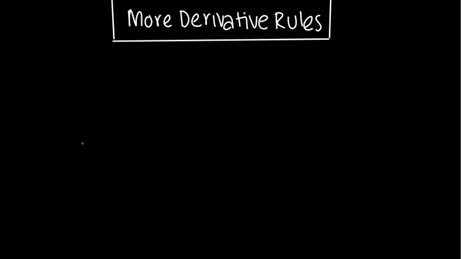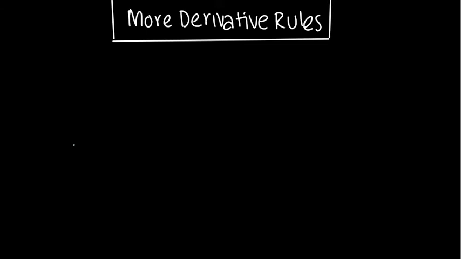More different derivative rules that will make it easier for us to compute harder derivatives. In the previous video, we talked about the constant rule, the sum and difference rule, and the constant multiple rule, the CMR. Now we're going to talk about a few more, like the product rule and the quotient rule. These are really important rules for derivatives, and they will make it easier for us to compute other functions which are more complicated.